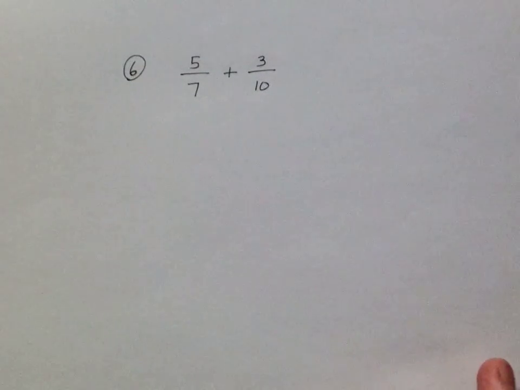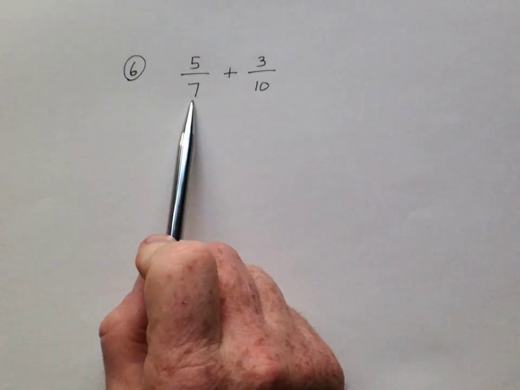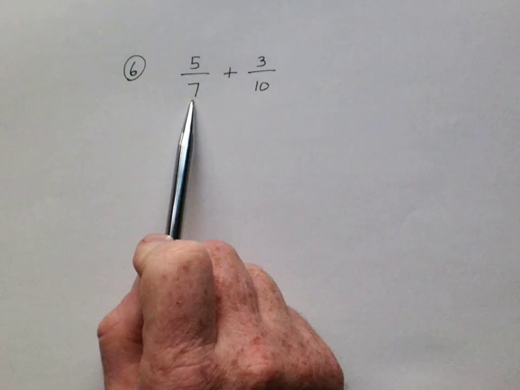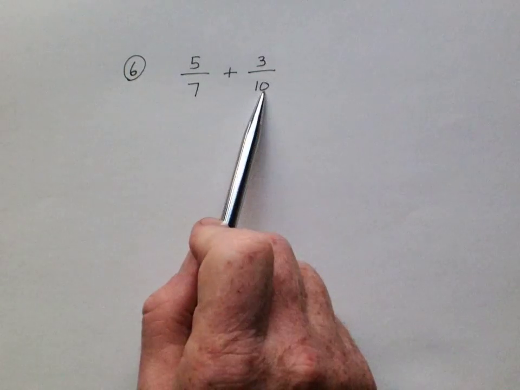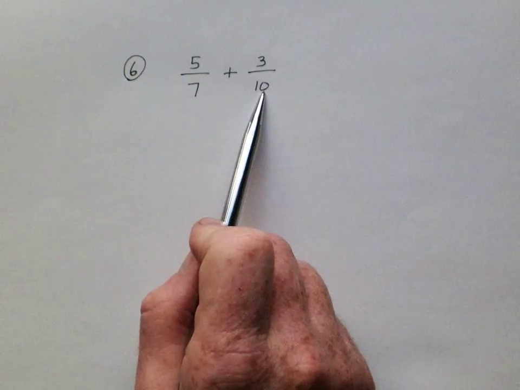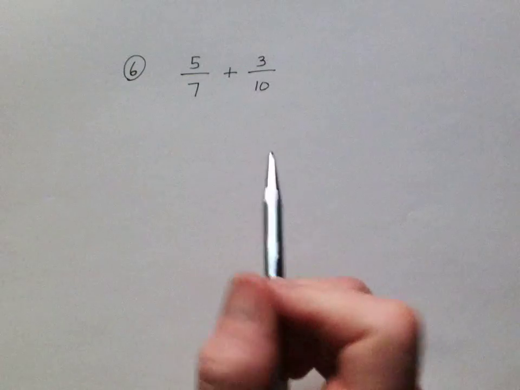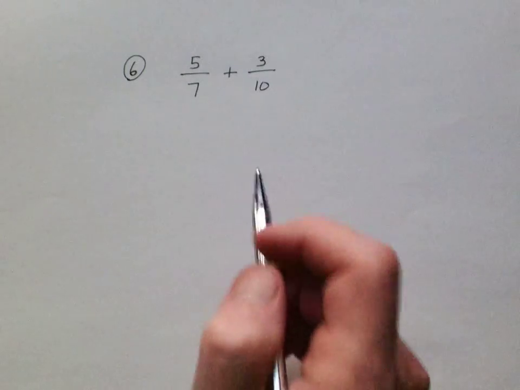So with this one, we could go ahead and do it the regular way, get a common denominator. So this I would need to change into the number 70 by multiplying by 10. This I would have to change into the number 70 by multiplying by 7. But I want to show you a different way. And basically the different way goes like this.